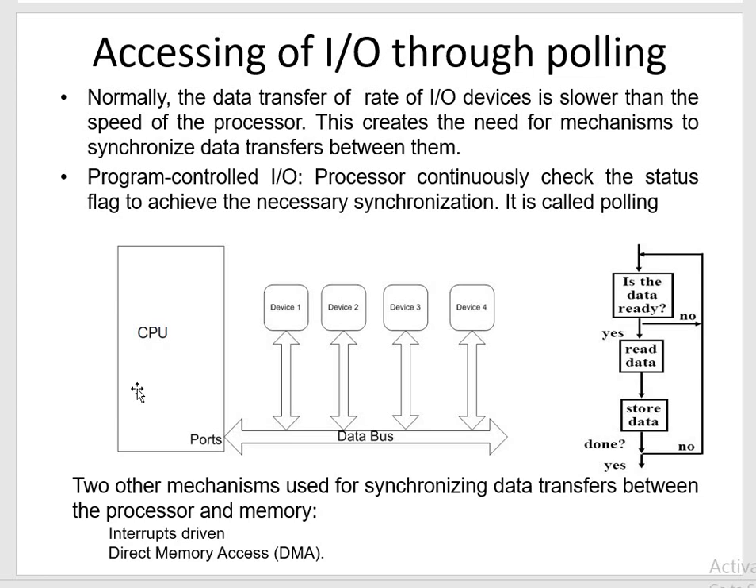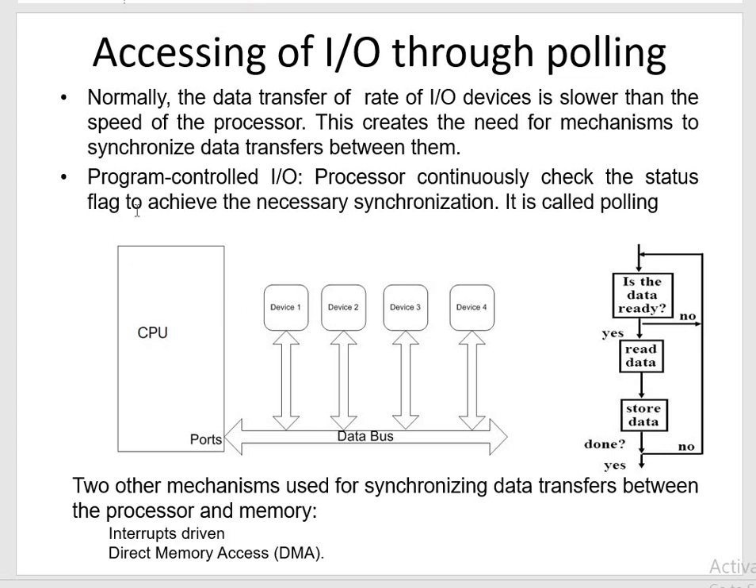But what will happen in those cases when the speed of the IO devices is slower than the speed of the CPU? Such data transfer schemes are called asynchronous data transfer schemes. In asynchronous data transfer schemes, there is a need to create some sort of mechanism which must be used to synchronize the data transfer between the processor and IO.